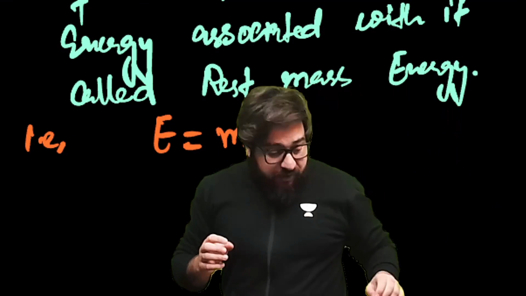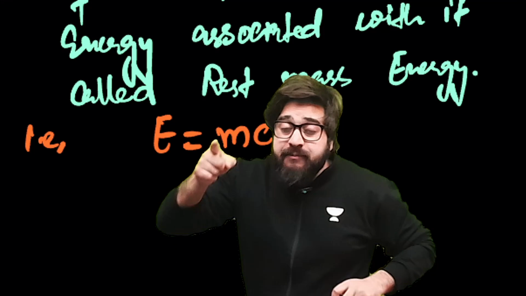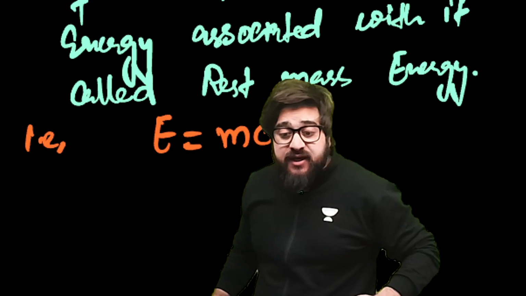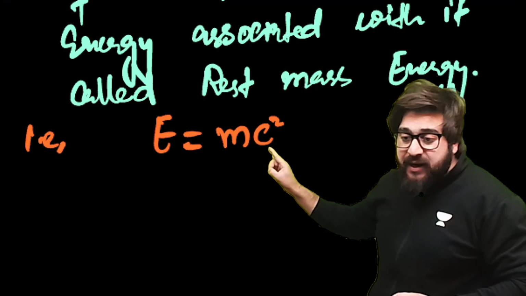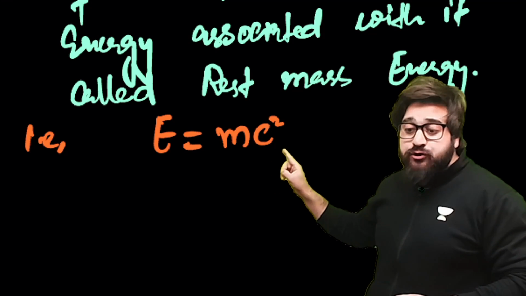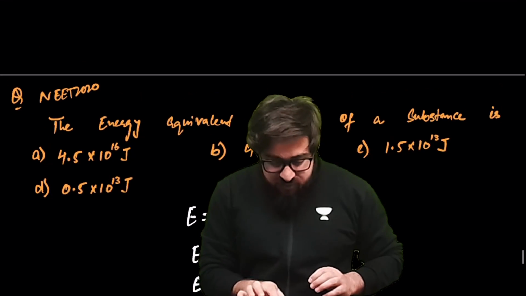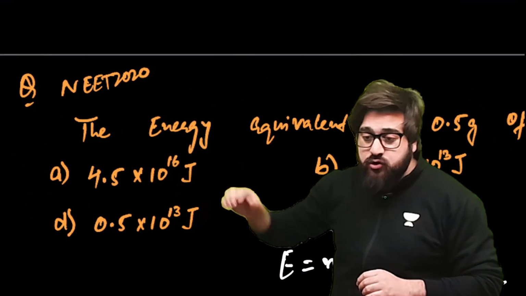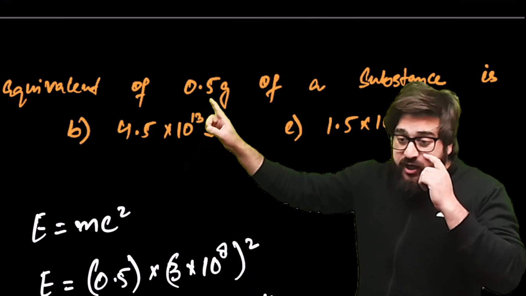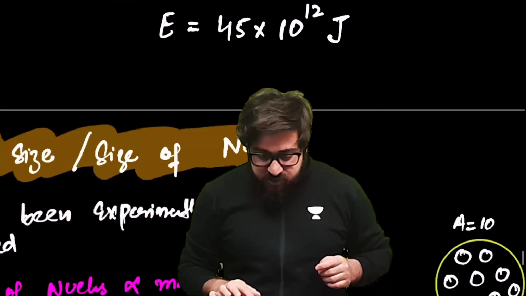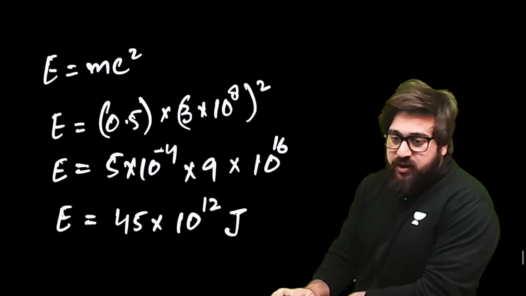If I say I have a 10 kg object, tell me how much energy is stored in the 10 kg. You'll say, sir, m is 10 kg multiplied by c², c is 3 into 10 raised to the power 8. So you can calculate that energy. And this was a question asked in NEET 2020: find the energy associated with 0.5 gram of substance. You can use the formula E is equal to mc² and find it.